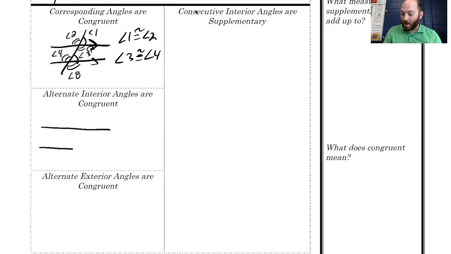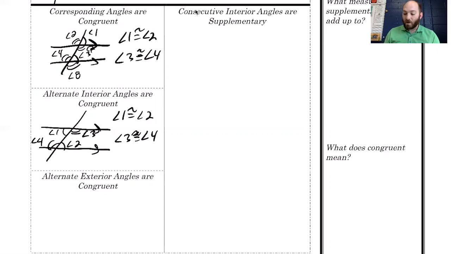So if I have my parallel lines, I do angle 1 here and angle 2. Those are congruent. So just like these two as well, angle 3, angle 4. So angle 1 is congruent to angle 2 in this diagram. Angle 3 is congruent to angle 4 here. Those are my alternate interior.